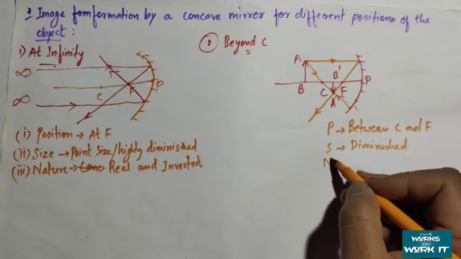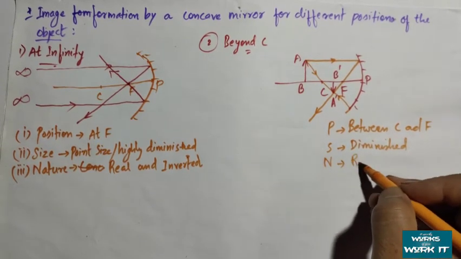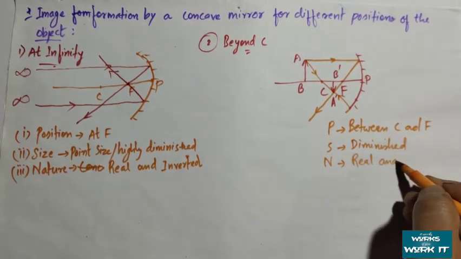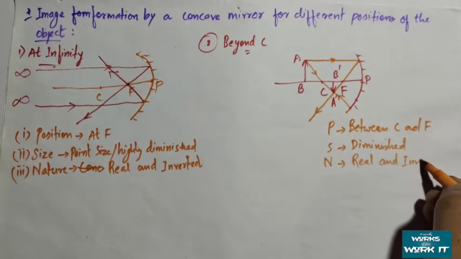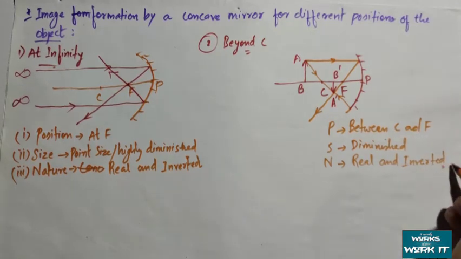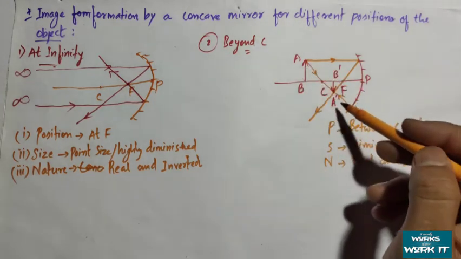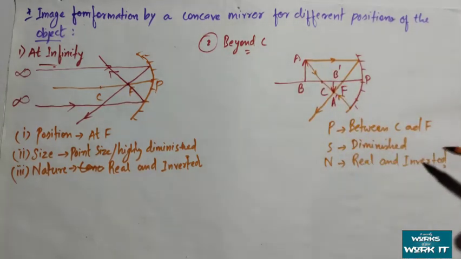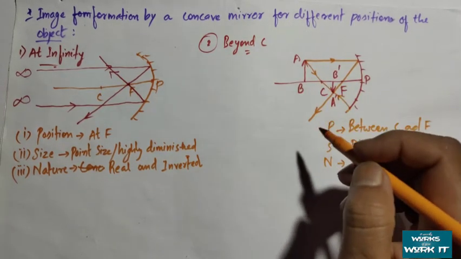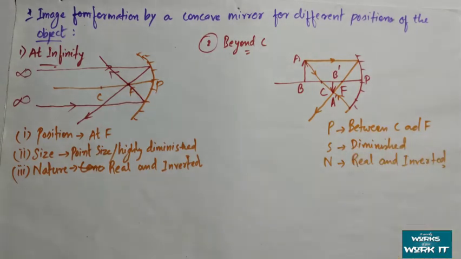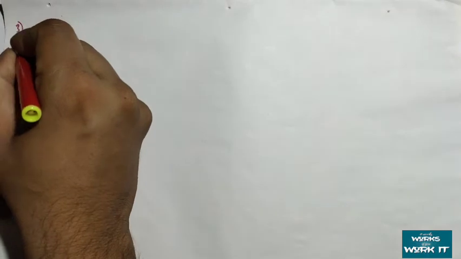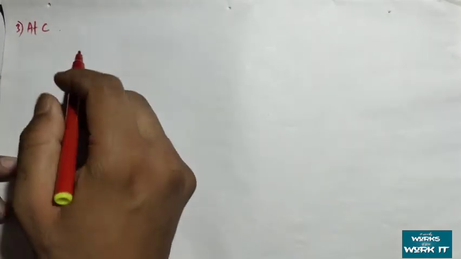Okay, next the nature: it will be real and inverted. It is just inverted as the object is. Okay, so real and inverted. So these are the two images formed by a concave mirror. So next, where is the object at C?